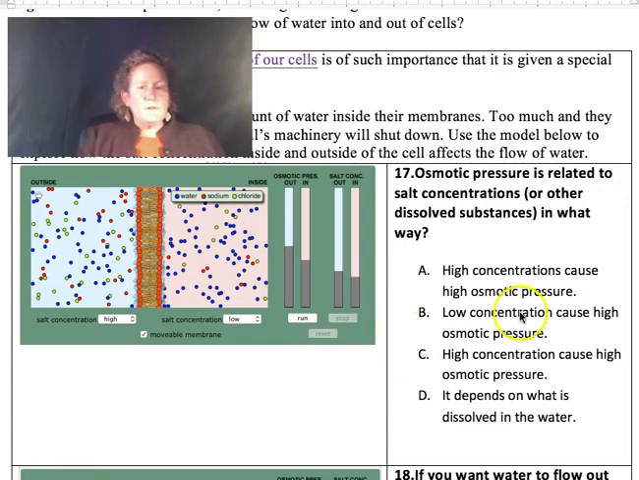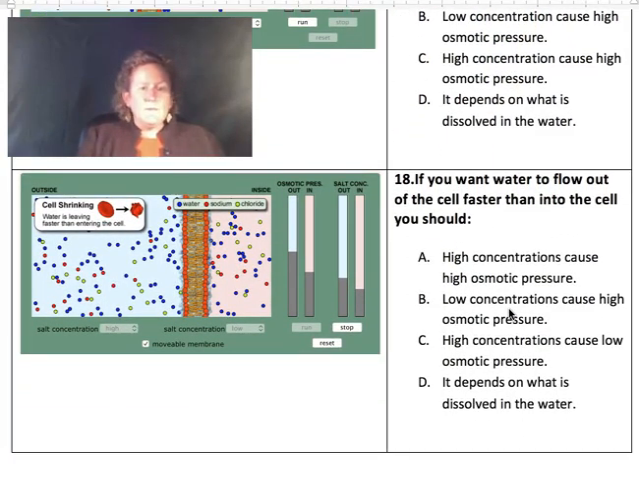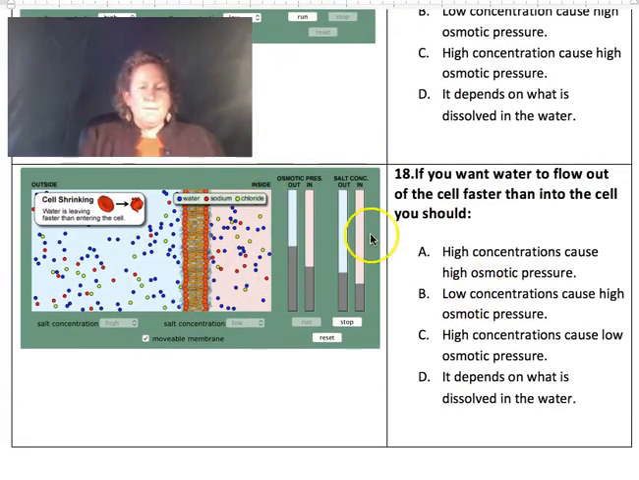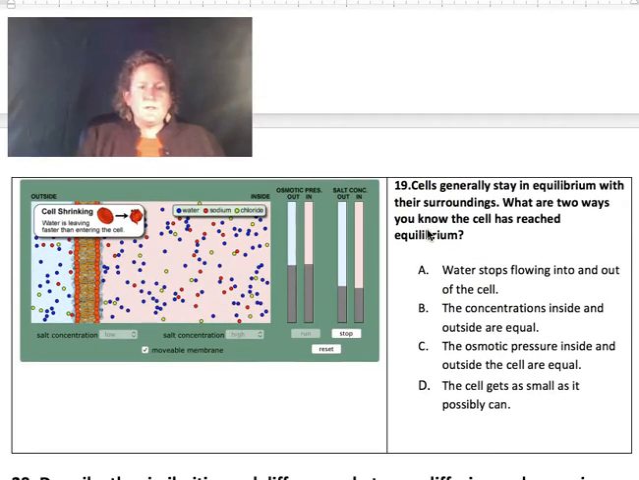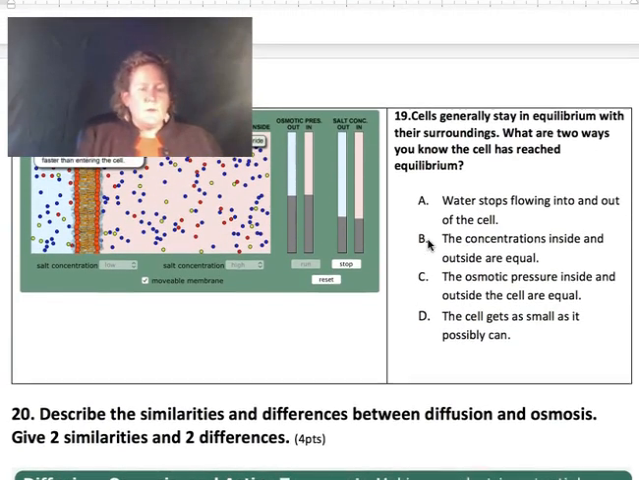So at this point, you should be able to answer question 17, question 18. There are some hints here in the screenshots. Question 19, also look at the screenshot, and question 20.